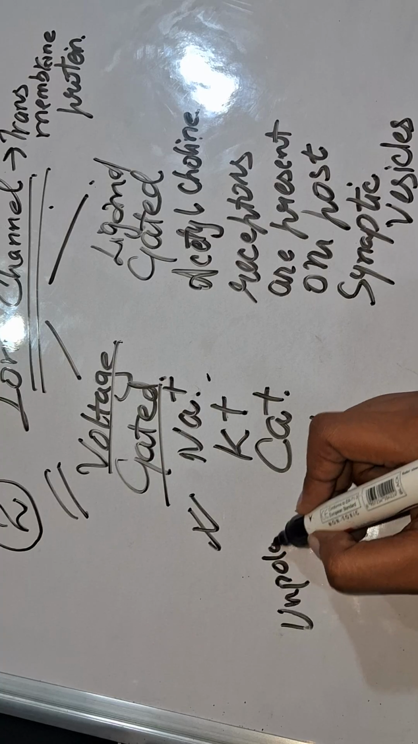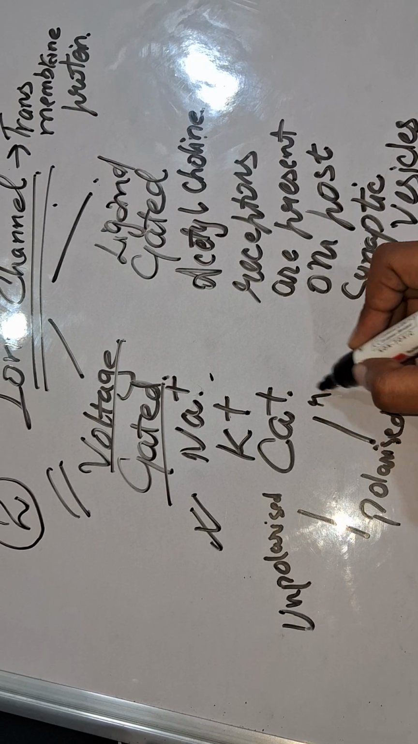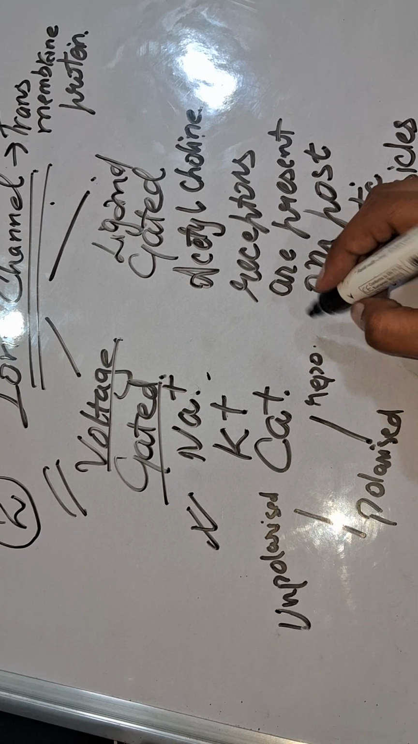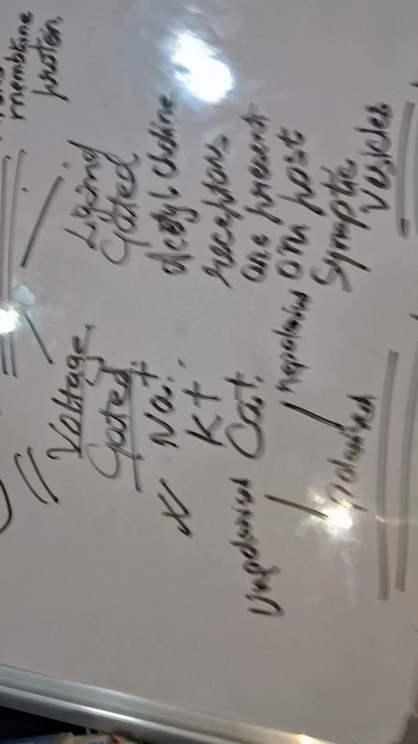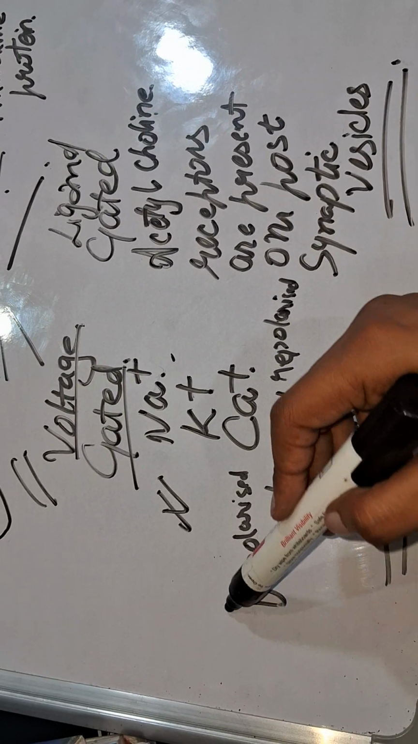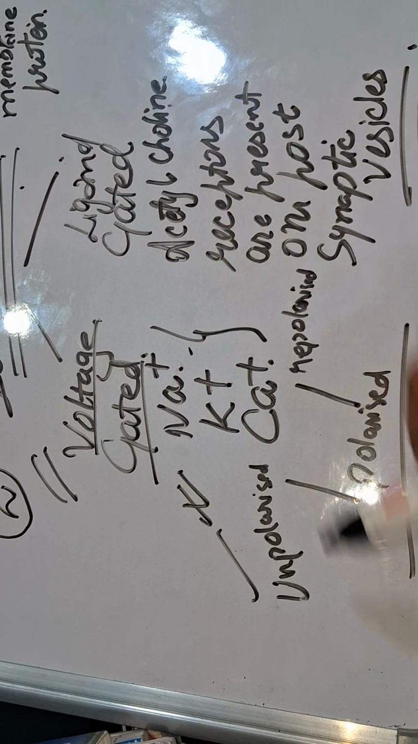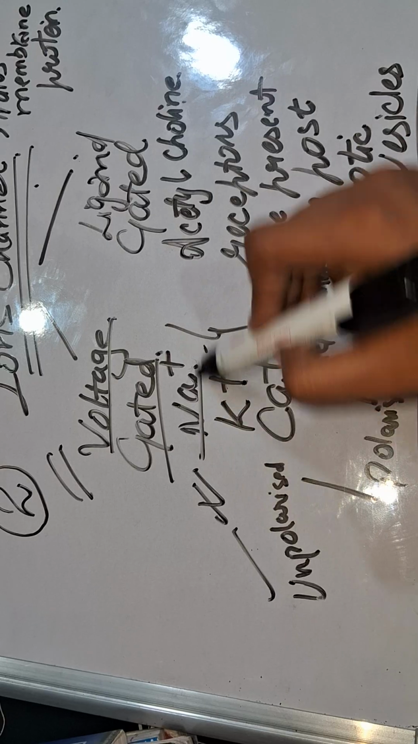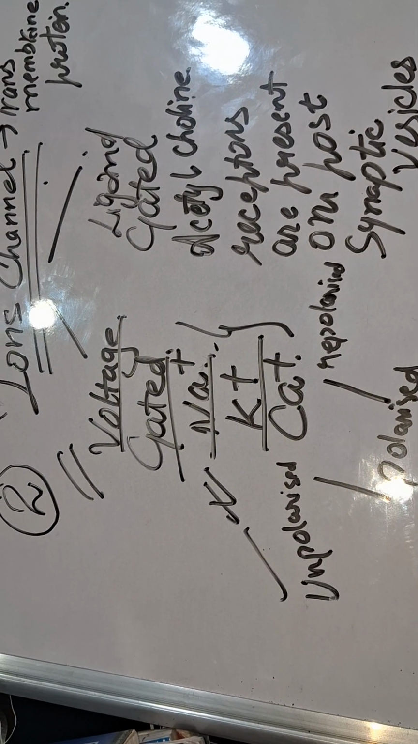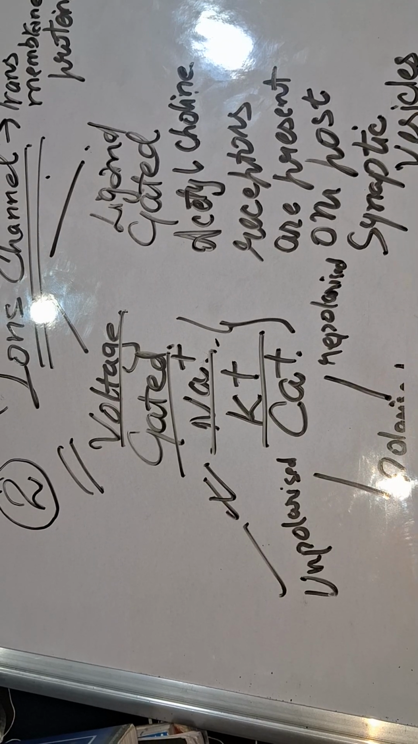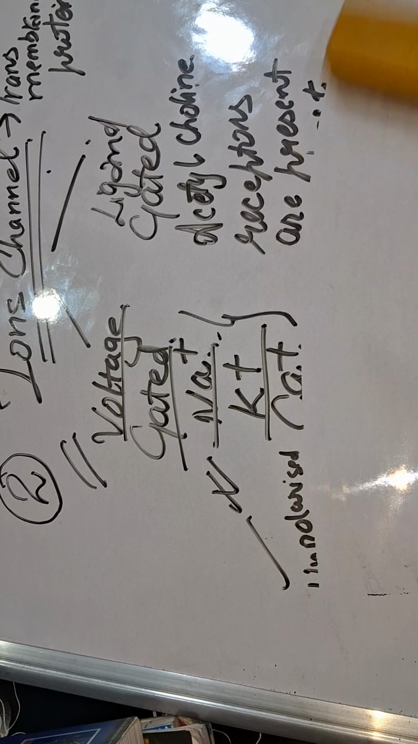Here is the unpolarized state, here is the polarized state, and this is the repolarized state. Okay? When the neuron travels the signal, it will travel like this, and these channels are present over here. Especially the sodium potassium channels are present, so that they help the neurons to travel the signals. These voltage gated channels are important.